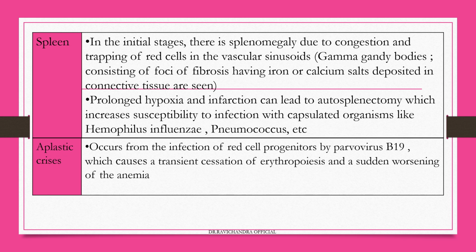Aplastic crisis. Aplastic crisis can be asked for a 3 marks question. In sickle cell syndromes, you will see two types of crisis. One is vaso-occlusive crisis, and the other is aplastic crisis. Aplastic crisis occurs from the infection of red cell progenitors by parvovirus B19, which will cause a transient cessation of erythropoiesis and a sudden worsening of the anemia. So, aplastic crisis is because of the parvovirus B19 infection in the red cell progenitors in sickle patients.